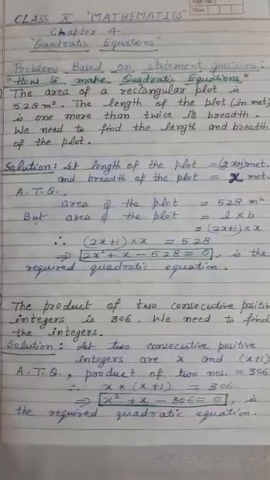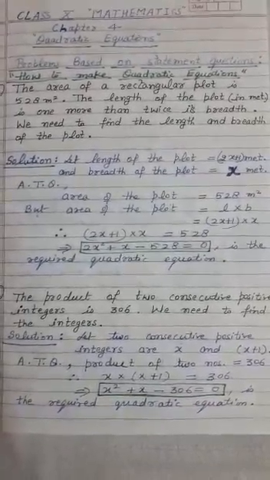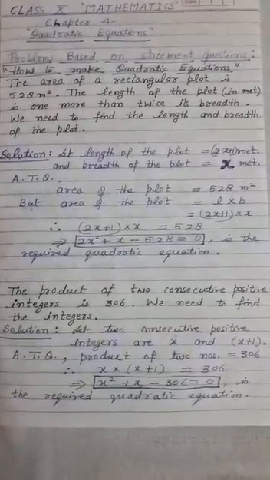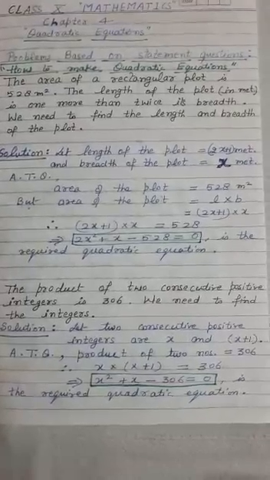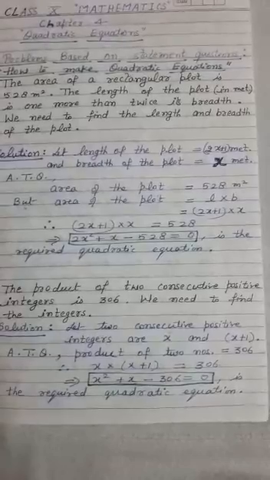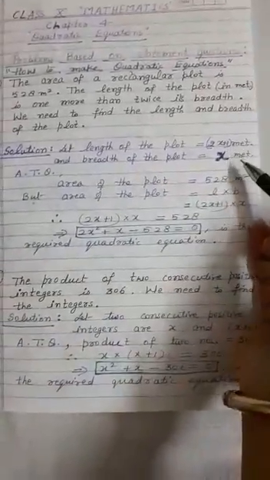The area of a rectangular plot is 528 meters square. The length of the plot is 1 more than twice its breadth. We need to find out the length and breadth of the plot. In this case, first we have to assume the breadth of the plot, and then the length will be twice the breadth plus 1. That's why length is 2x plus 1 and breadth is x.